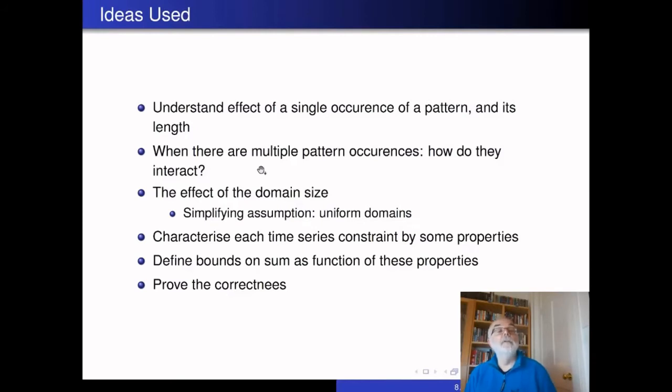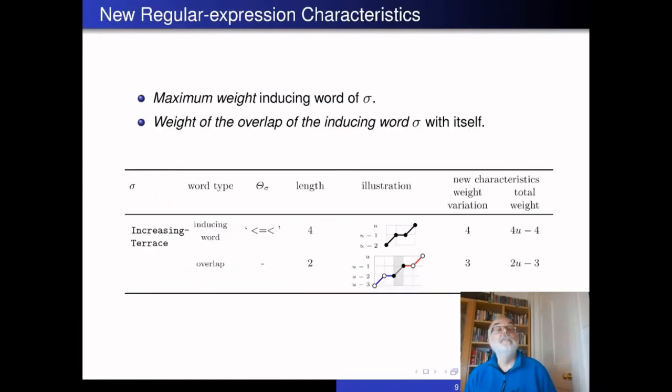We also have to consider the effect of the domain size, and we are making the simplifying assumption that we have uniform domains. So formally, we do this by characterizing each time series constraint by some properties that we define, and then basically compute the bounds on the sum as a function of these properties. And we have a theorem that basically proves the correctness of the result.